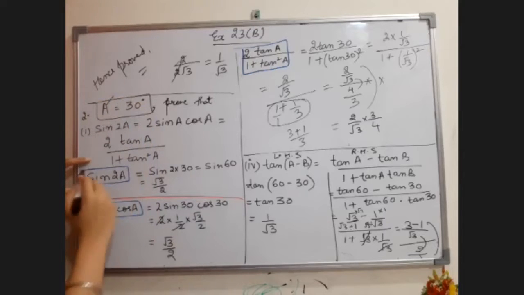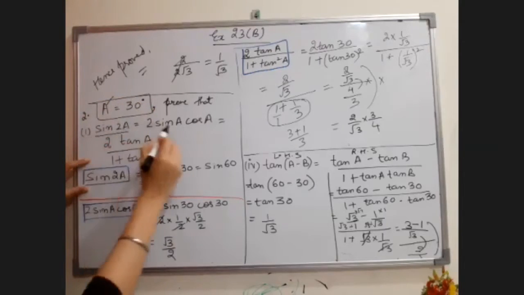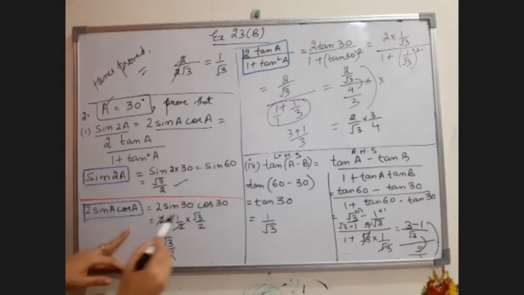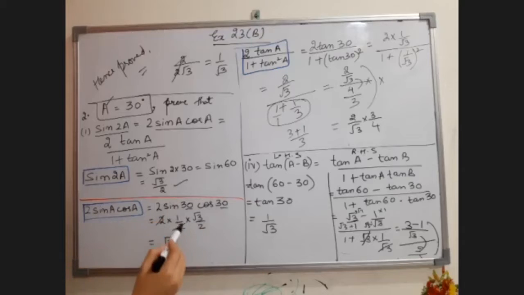So part by part, see three parts are there. We will solve it part by part and then we'll prove that all the three parts are the same. Sine 2A, sine 2 into 30, so sine 60. Sine 60's value is root 3 by 2. We have already done this part. Then 2 sine A cos A, we have just substituted the value of A as 30. 2 into sine 30 is 1 by 2, cos 30 is root 3 by 2. 2 and 2 got cancelled, so root 3 by 2. So these two we have got the same.